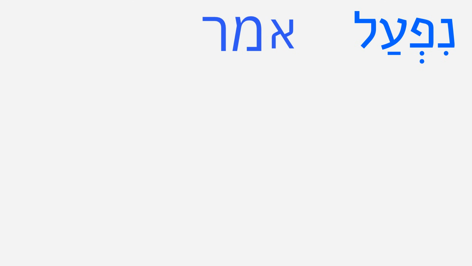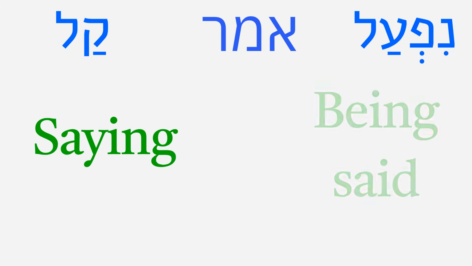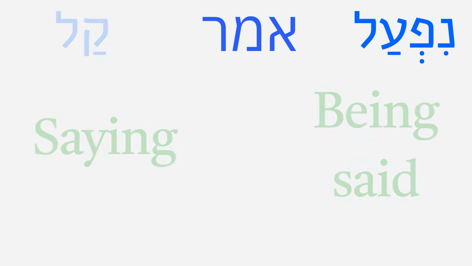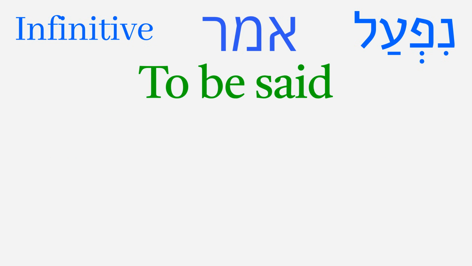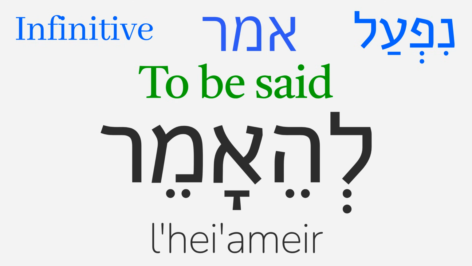We can use the root aleph, mem, resh in the kal and Niphal binyanim. In the kal, it has a meaning of saying, so in the Niphal, it will have the passive meaning of being said. Let's see the infinitive, to be said. If the verb was regular, it would be lahiamer. But when the first root letter is a guttural, the hirik on the hey prefix will change to a tsere, making laheamer, to be said.